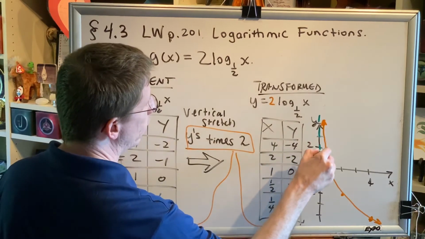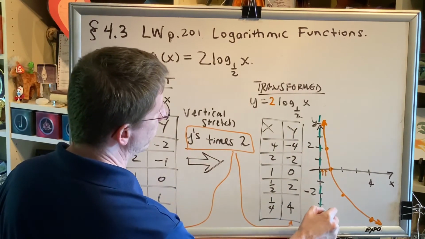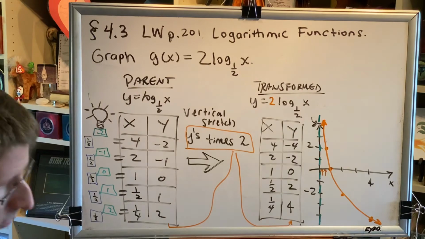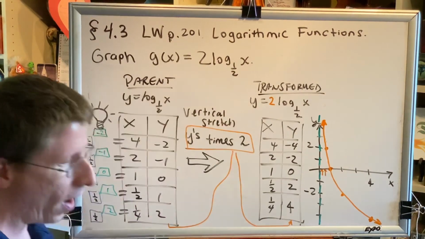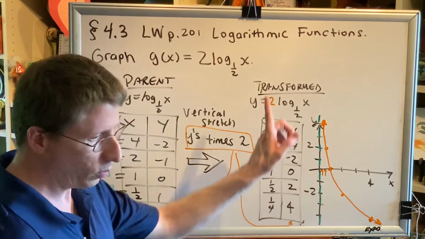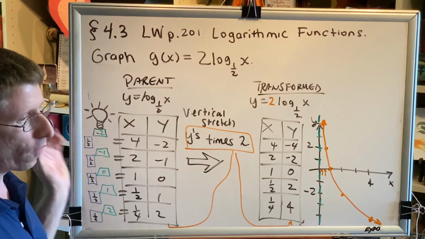So our asymptote is still sitting right here on the y-axis. It has not moved. All right, there we go. So we've graphed the function, we've plotted at least 2 points, we drew the asymptote, and now we have our final graph.